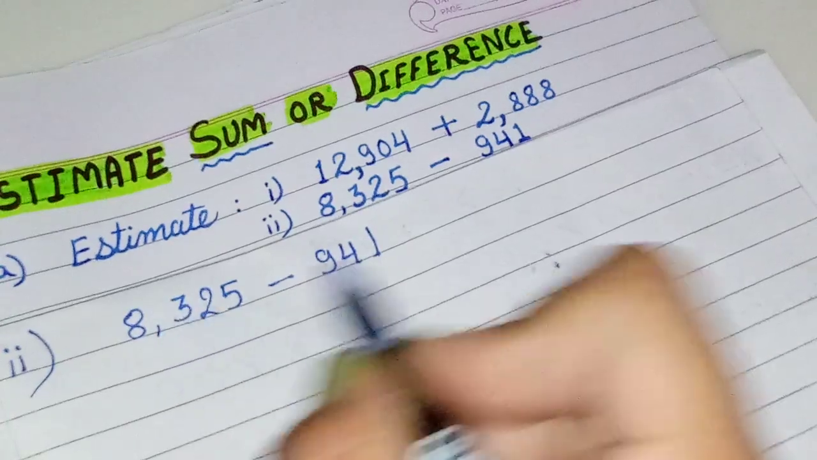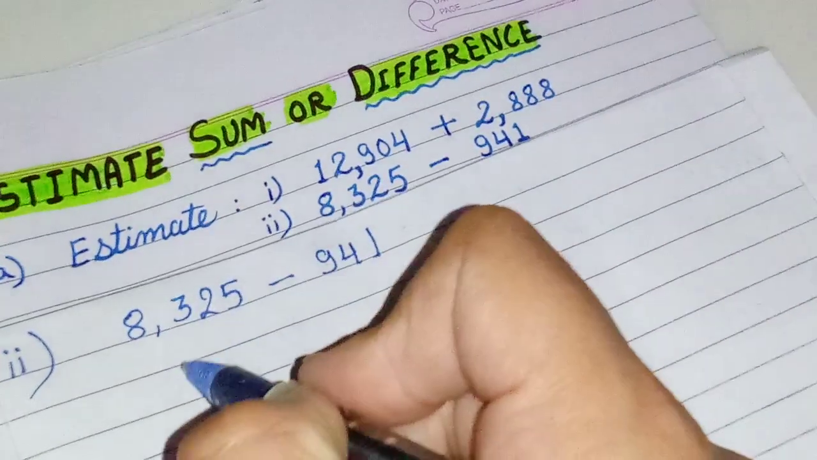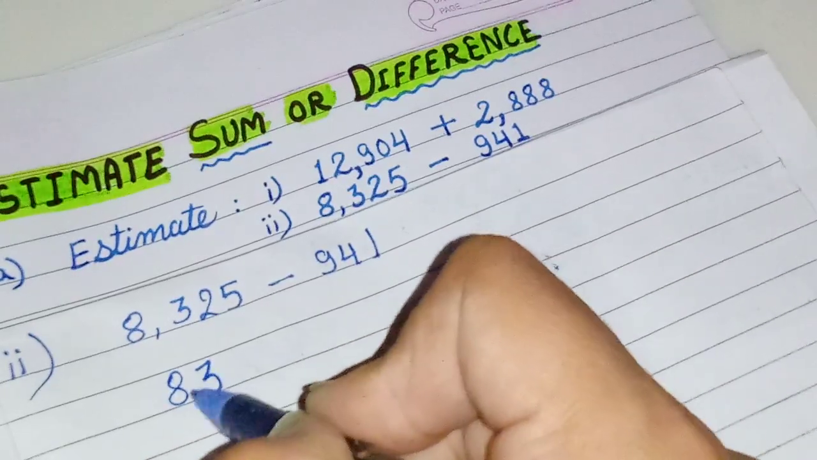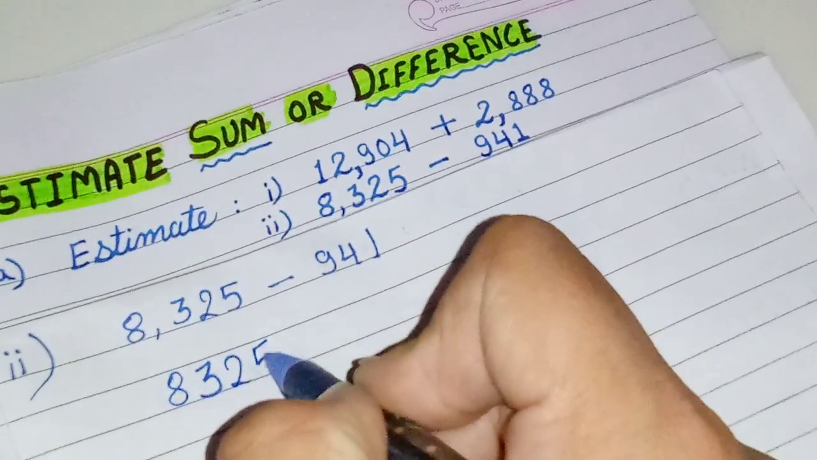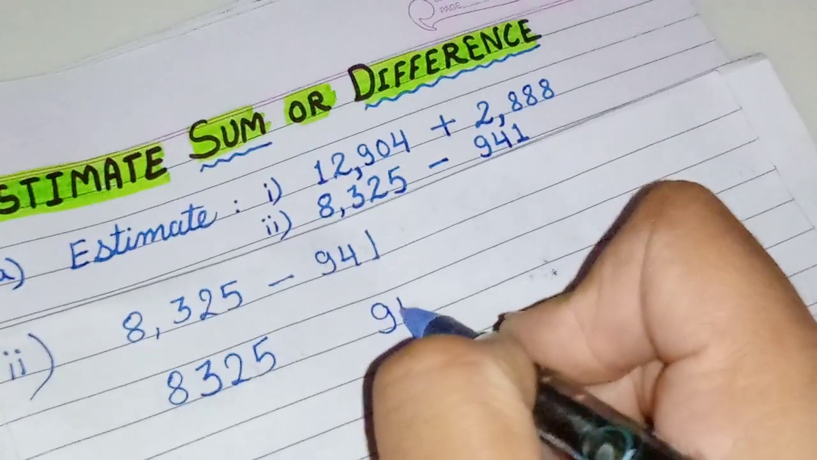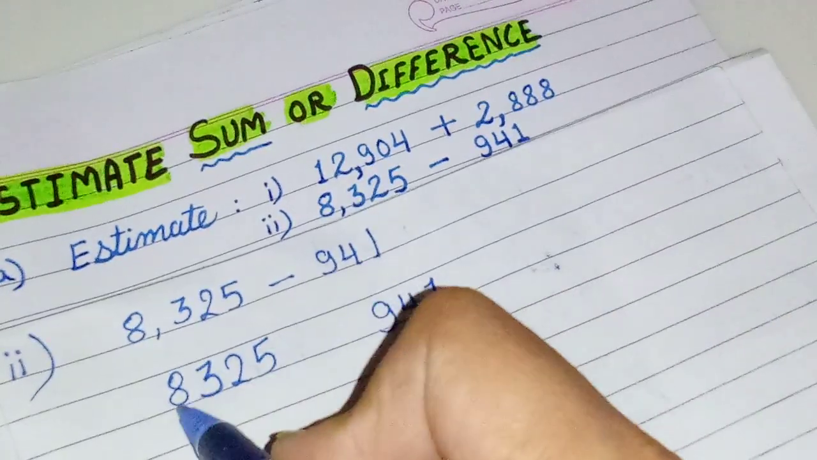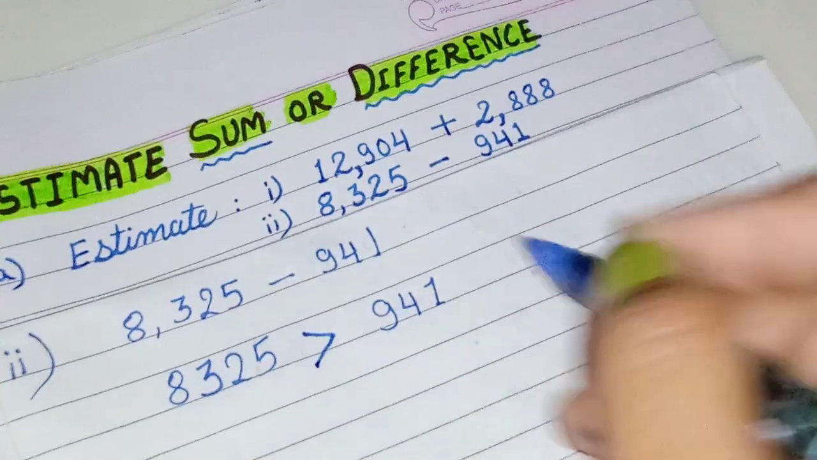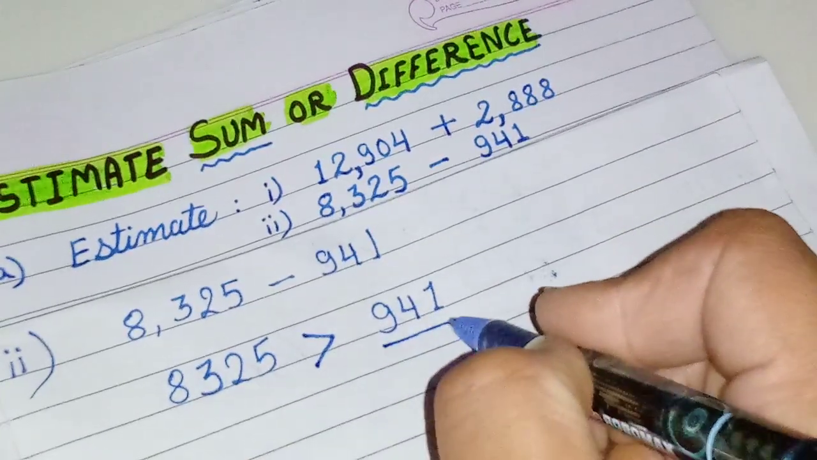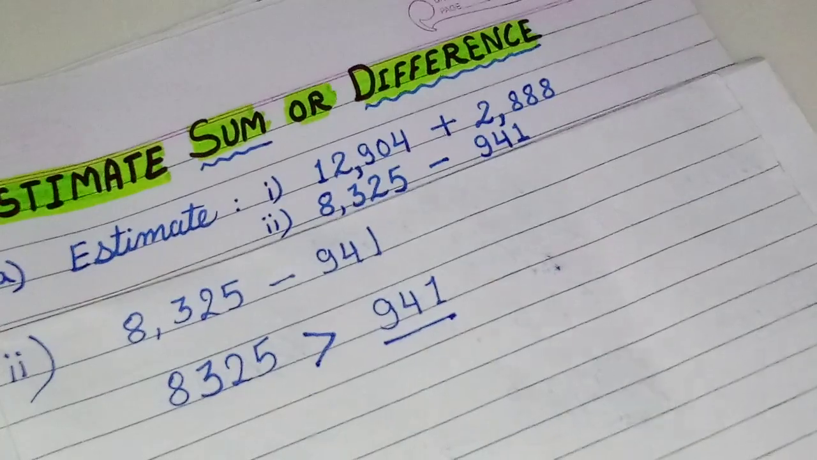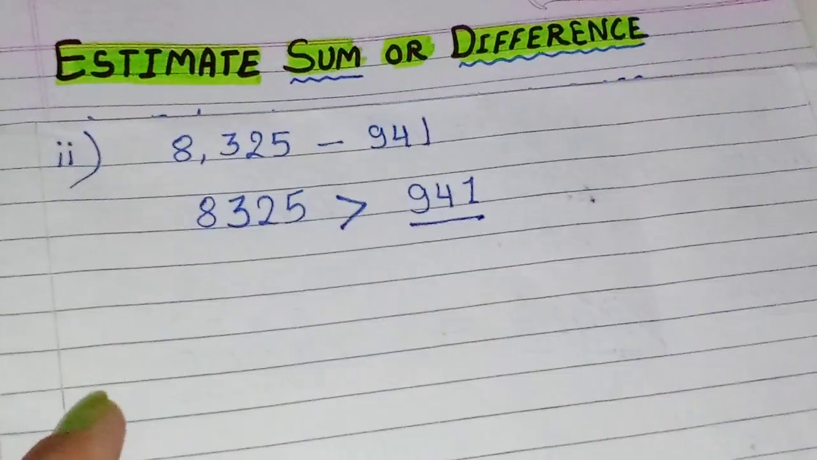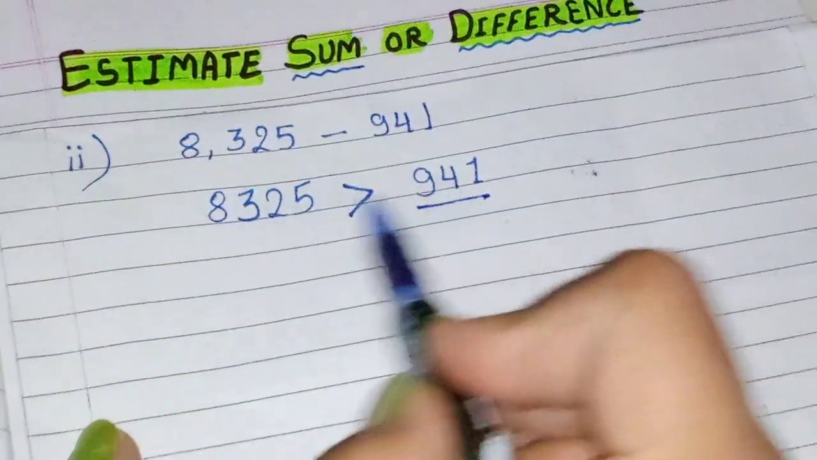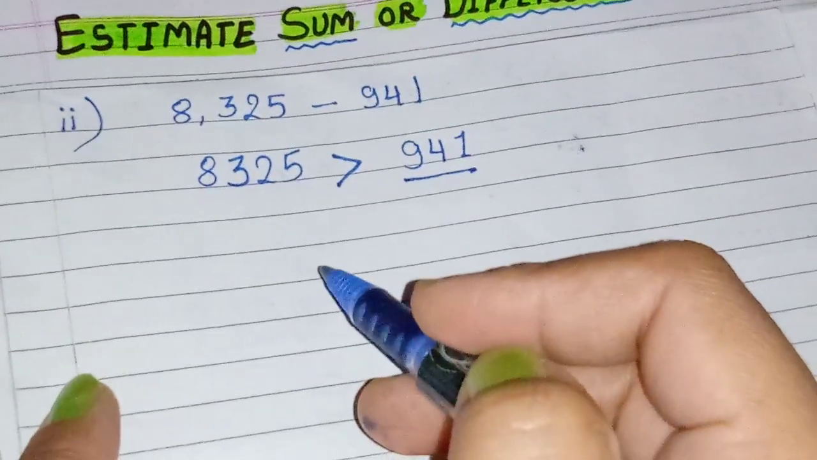Again, first of all, we will compare these numbers here. As we have two numbers, 8,325 and 941, 8,325 is greater than 941. So here we have the smaller number, it is 941. So we will estimate both the numbers to the nearest 100.